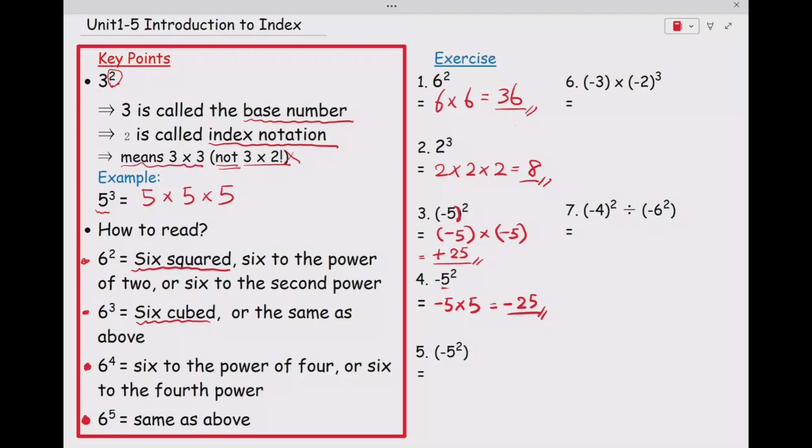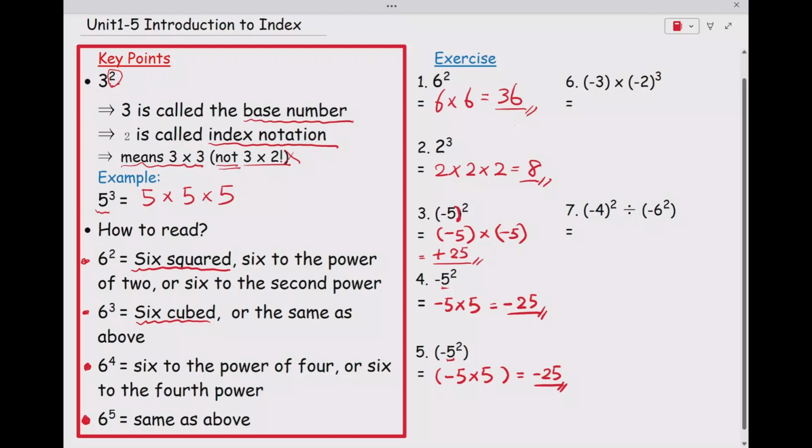Remember, only the one that is directly touched by the index is going to be multiplied for the number of times that the index indicates. If you remember this, you don't need to be afraid of any of these kinds of questions. So, in the case of this question, it is the 5, and only the 5 that is directly touched by the index. Therefore, bracket minus 5 to the second power and close bracket means bracket minus 5 times 5 and close bracket, which is equal to minus 25. All good.